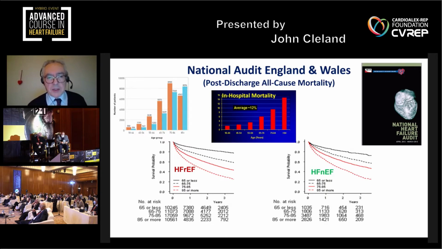most of these patients, of course, are in the 65 to 85 year age group. You'll see that the 3-year mortality is still round about 50%. It doesn't really matter whether you have a reduced ejection fraction or not. Although notice that, different to some other countries, the majority of the patients admitted with heart failure in the UK are still HFrEF rather than HFnEF.